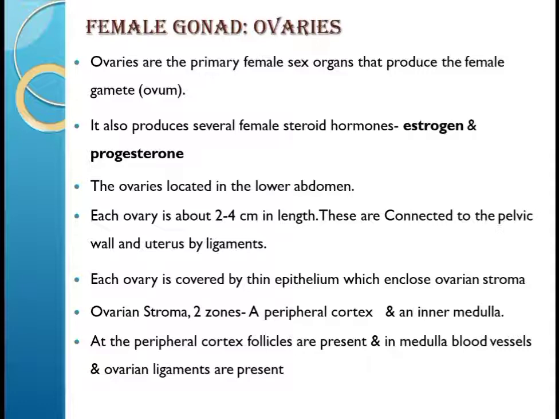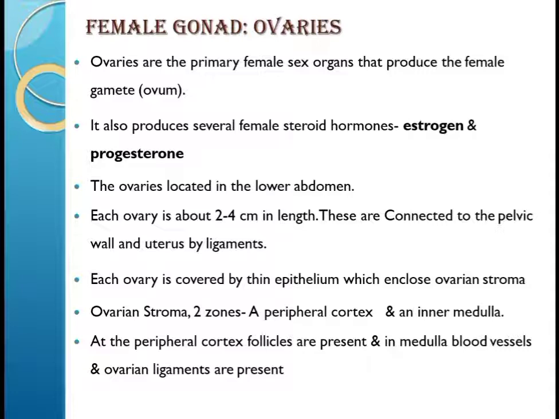The ovaries are almond shaped, lying in the lower part of the abdomen, held to the broad ligament by double folds of peritoneum called mesovarium. Each ovary is about 2 to 4 cm in length and is connected by an ovarian ligament to the uterus and by a suspensory ligament to the lateral pelvic wall.